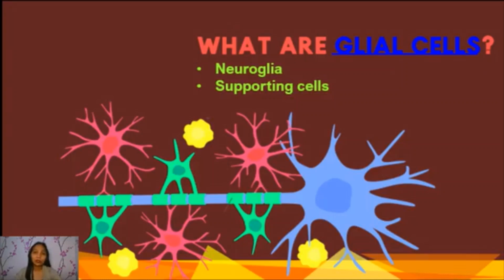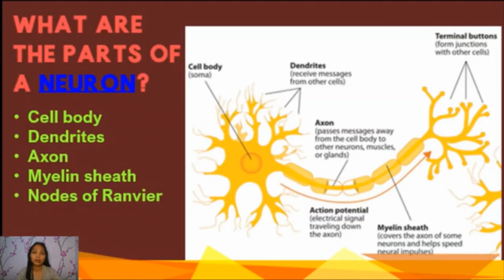In order to fully understand how neurons carry out their function, let us first learn about their structure. Remember that all neurons have the same basic parts. The enlarged rounded cell body or soma contains the nucleus, the mitochondria which supply the ATP, the ribosomes that manufacture the proteins, and other organelles. Dendrites are short branch extensions that transmit information toward the cell body. We also have the axon.